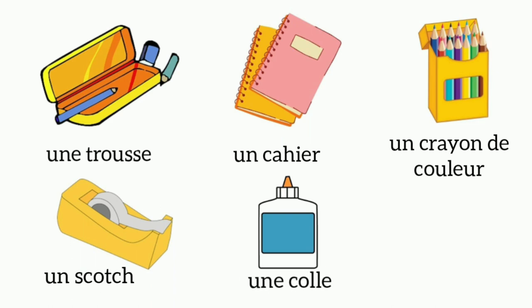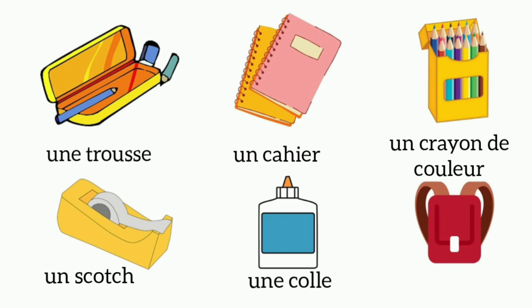Une colle. Okay. Then all these stationery, pencil box, book, notebook are found in a bag. So a bag in French is called un cartable. Or it can also be called un sac à dos. Dos means back. Okay. So sac means bag. So bag which is put on the back. Un sac à dos. Okay.